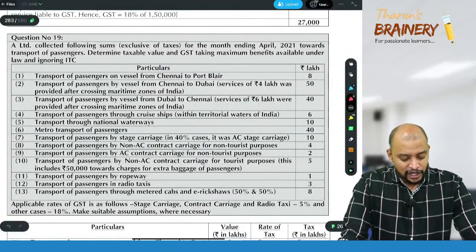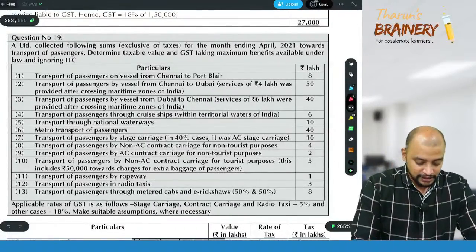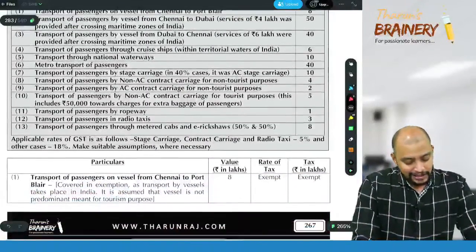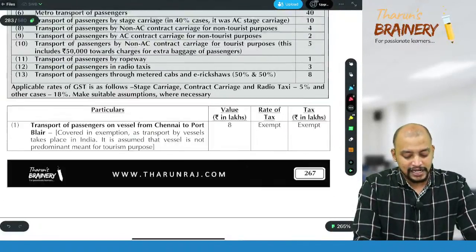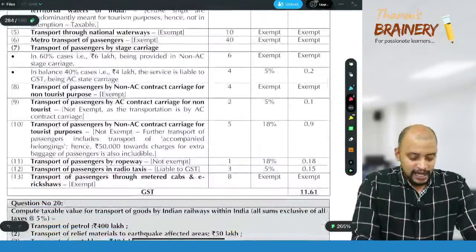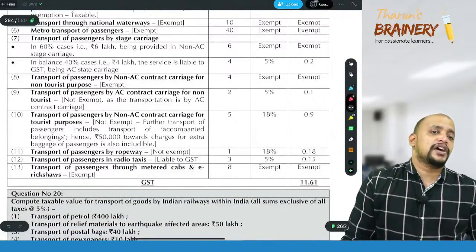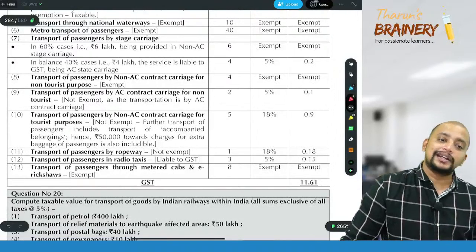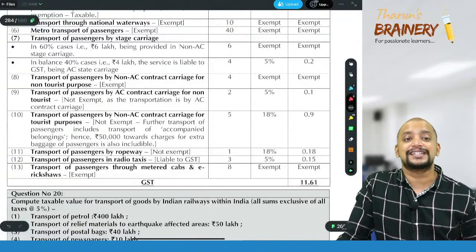Transportation of passengers by non-AC contract carriage for tourism purposes is taxable. Ropeway, taxable. Radio taxi, taxable. Metered cab and e-rickshaw, exempted. And here one point I told you: even if it is services of auto rickshaws through an e-commerce operator, it is exempted only. The e-commerce operator also will not pay GST because that service itself is exempted.